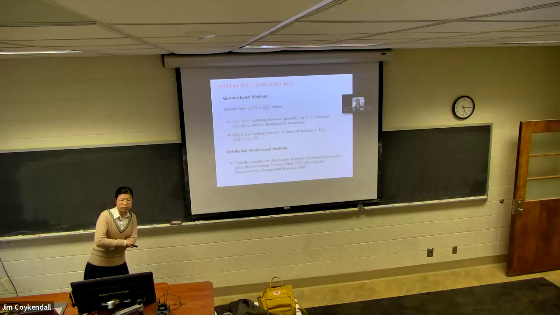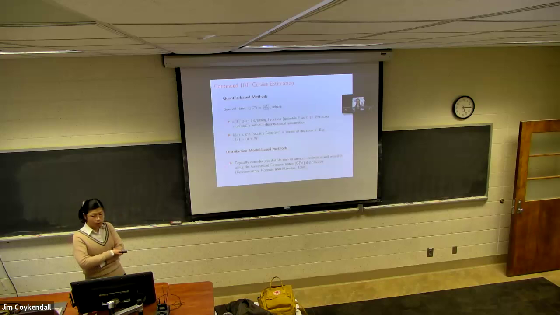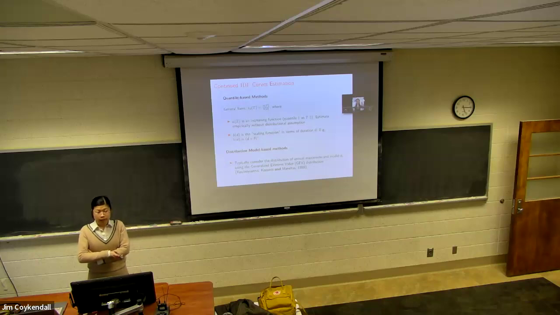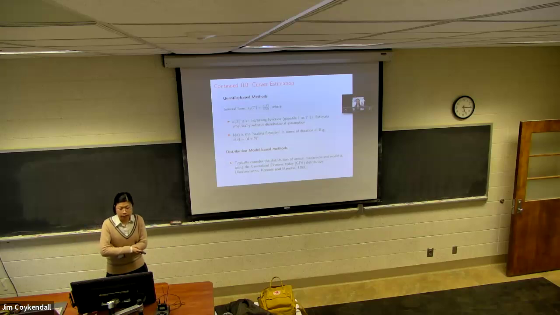The quantile-based model can be summarized in this general form, where A(t) is an increasing function, as t increases, the whole A(t) is going to increase. To estimate A(t), it can be done empirically, or using some distribution model. And B(D) here is a scaling function in terms of duration. One form could be like this, B here.